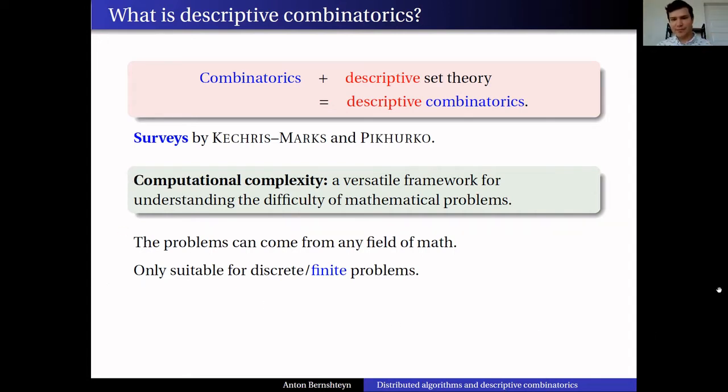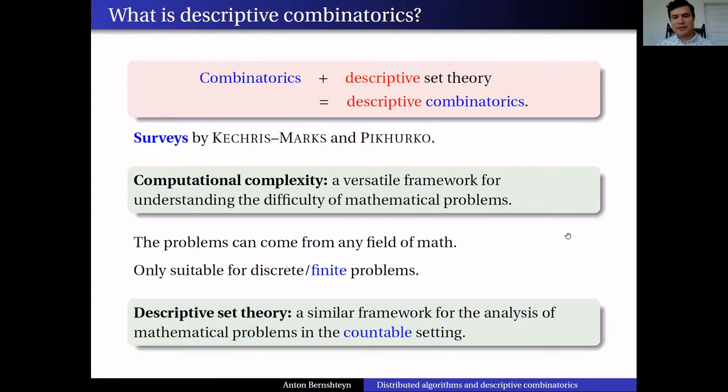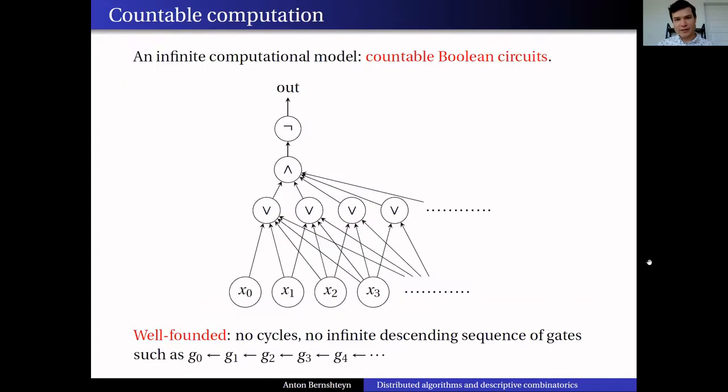so that the tools of computational complexity theory can apply to them. And you can think of descriptive set theory as taking one step further and building a similar framework for studying problems in the countable setting. So how does that work?